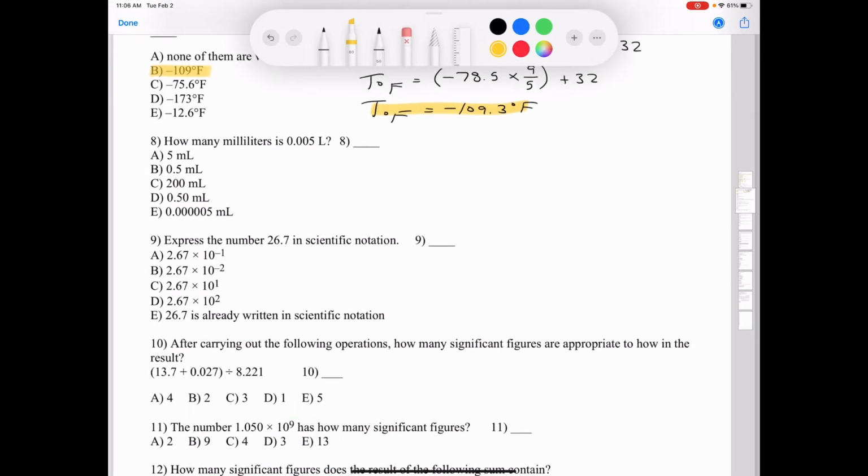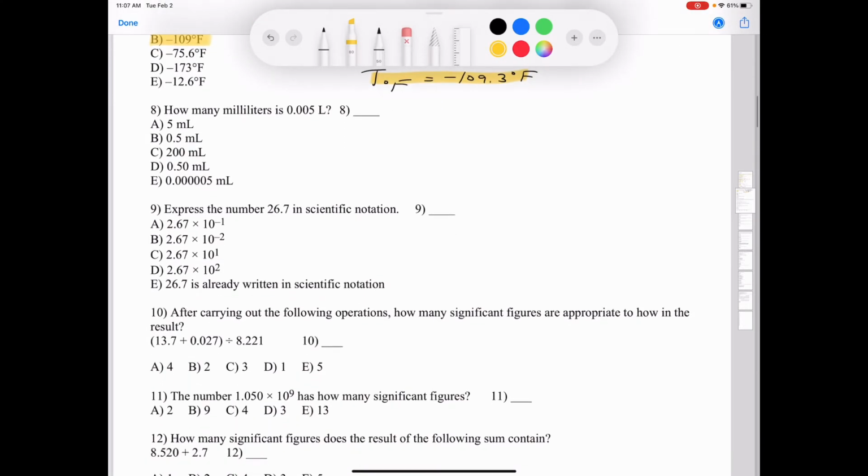Again, another problem that deals with conversions. You have to know how many milliliters are in a liter. And it asks us how many milliliters are in 0.005 liters. So let's set that up using dimensional analysis. First, we'll start by writing what we know, 0.005 liters.